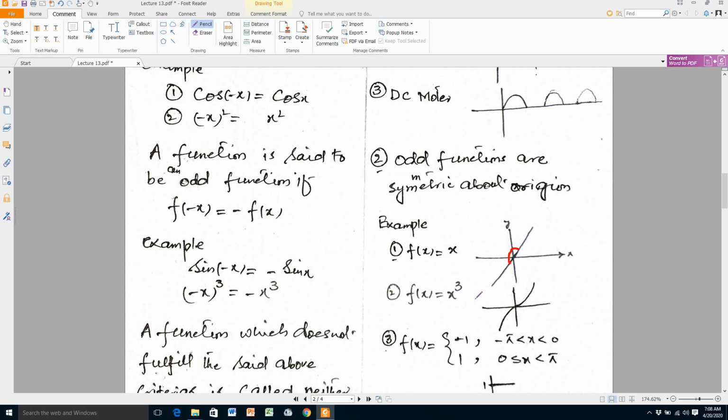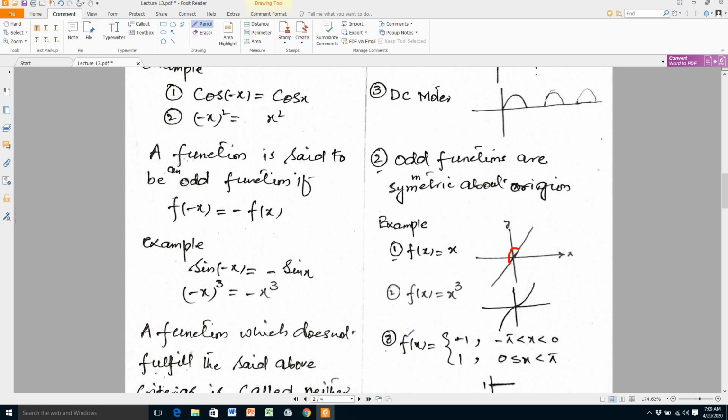f of x is equal to x cubed. Here is the graph of x cubed. If you rotate this graph by 180 degrees, the upper side comes to the lower side and the lower side goes to the upper side, and you see that when you rotate this graph by 180 degrees, it gives the same shape.